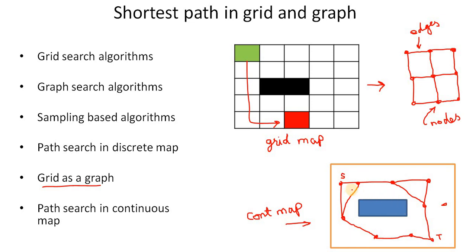So this is another method to model the environment using a continuous map. Once you have a continuous map, you can make a graph here, and then use a path search algorithm to find a shortest path in this graph. We shall see in the next slide how to do that.